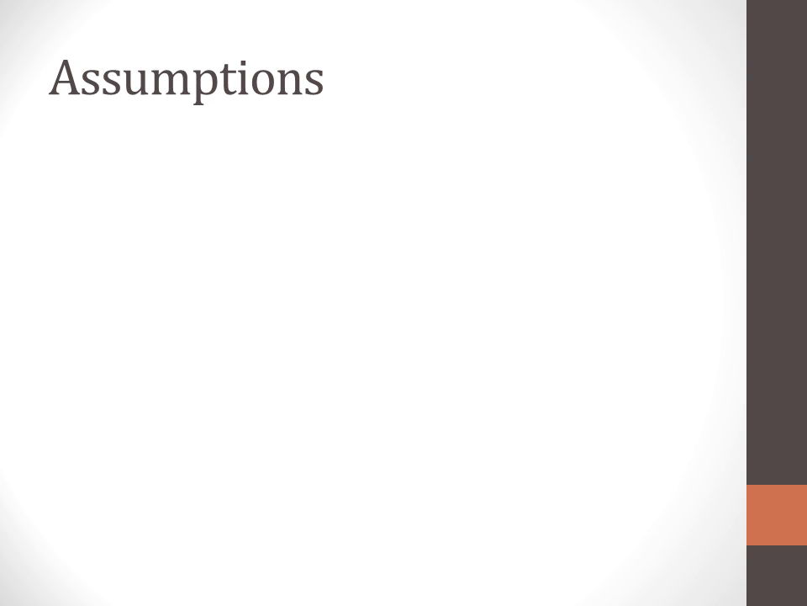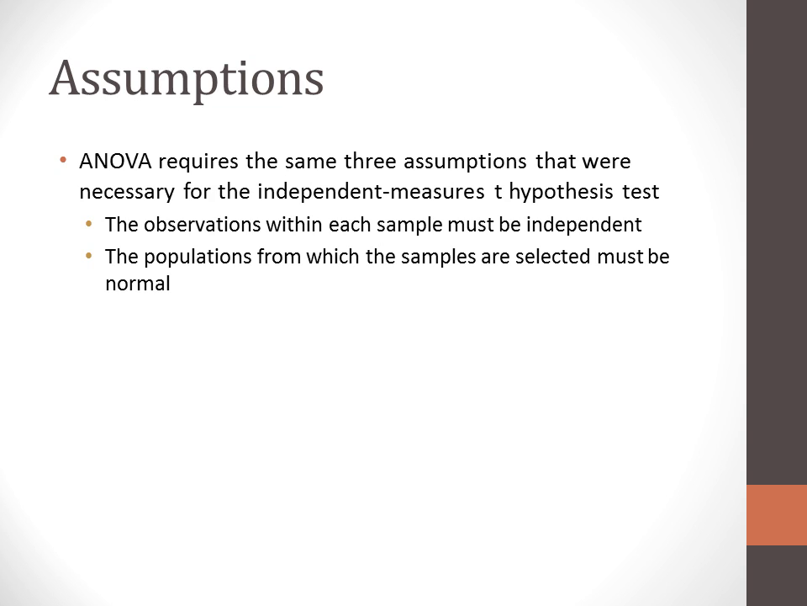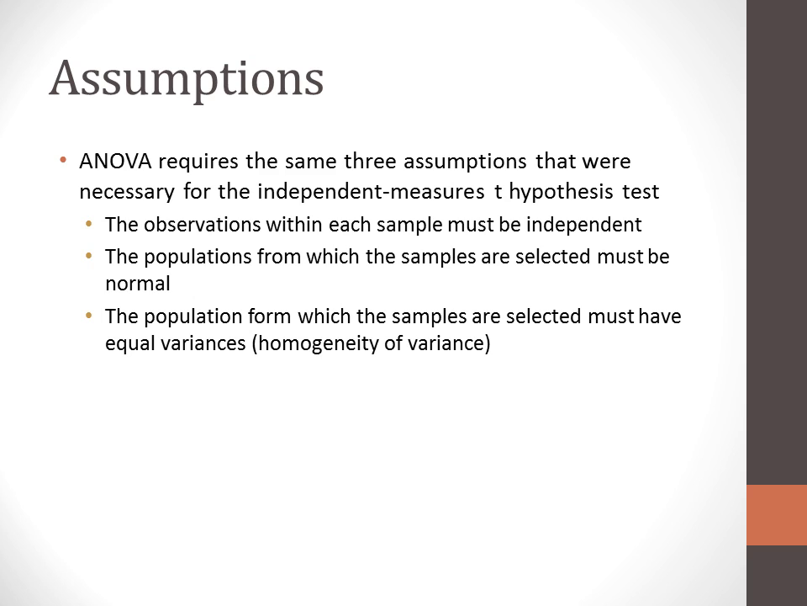Assumptions for the one-factor analysis of variance. The independent measures ANOVA requires the same three assumptions that were necessary for the independent measures t-test. The observations within each sample must be independent. The population from which the samples are selected must be normal. And lastly, the population from which the samples are selected must have equal variance, also known as homogeneity of variance. And this final assumption is really one of the most important assumptions that we can have for the ANOVA.